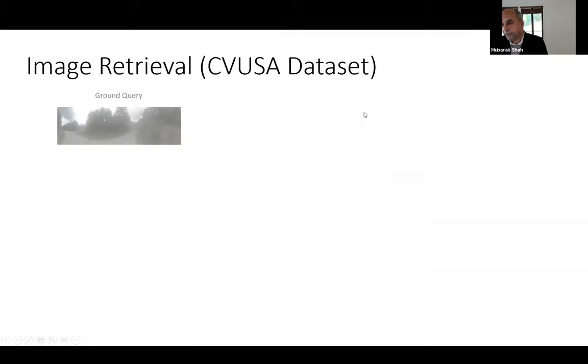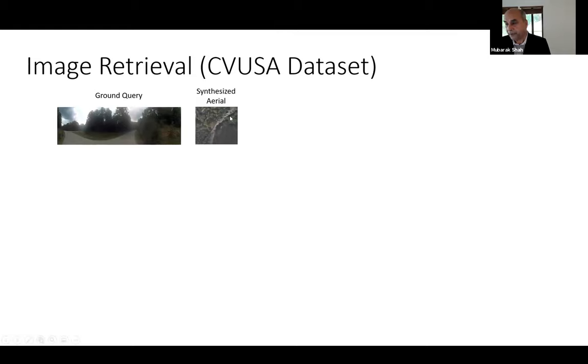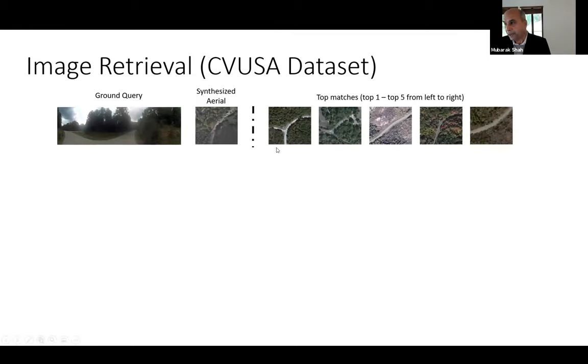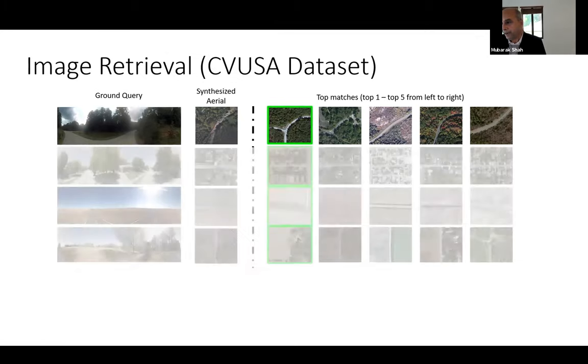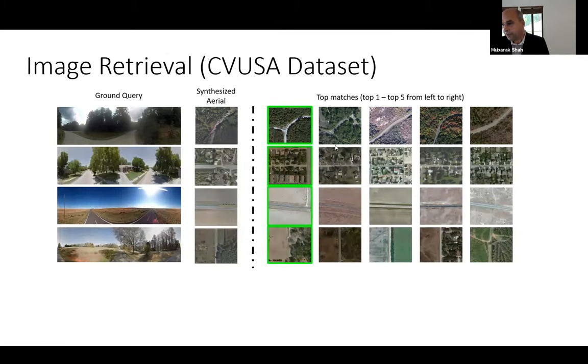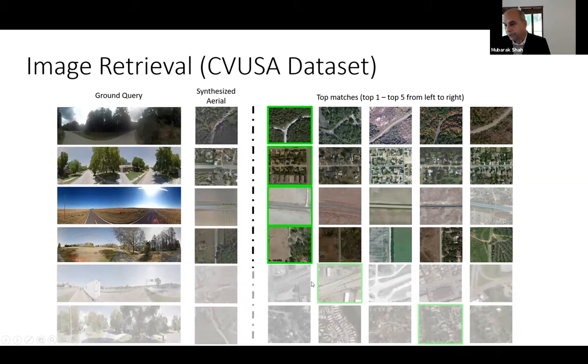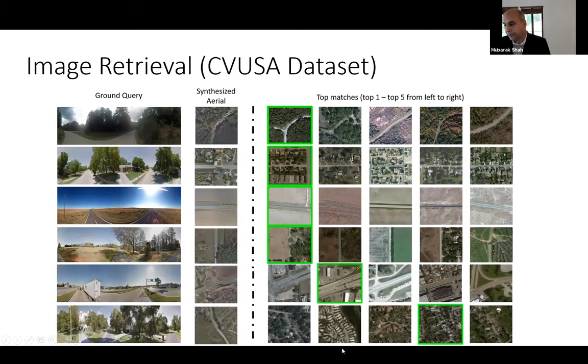So now, if you look at the image retrieval, this is a ground query, and this is a synthesized aerial, and these are the top nearest neighbors, and this one is the correct one. For this one, we get the first few neighbors all correct, which is green. And so this one, the second one, this is a fourth one, which is not that bad.